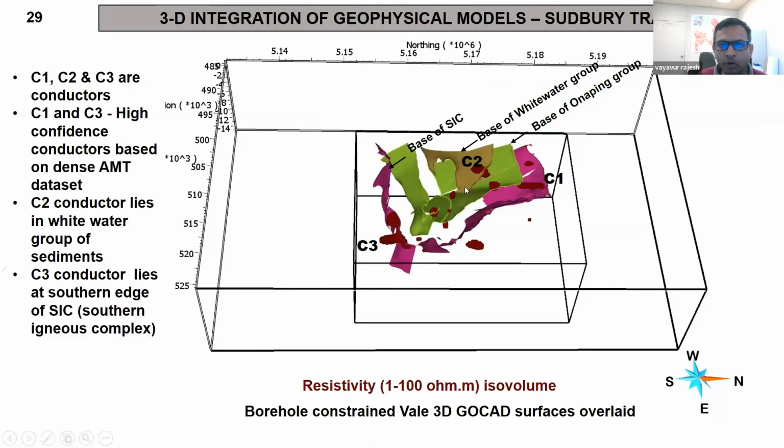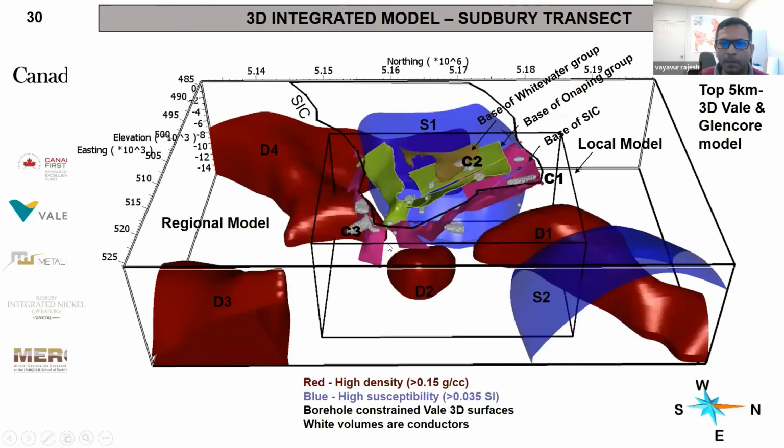So we have borehole constrained surfaces from Vallée. We overlaid our conductive anomalies on the borehole constrained surfaces. You can see the C1 connector sits at the basal contact, the C2 in the Whitewater Group sediments, and the C3 at the basal contact of the South Range. Now if you put everything together, you can clearly see we are developing a 3D geological model of the basin. The top few kilometers are constrained by borehole constrained surfaces, and the deeper features are constrained by gravity and magnetic models.